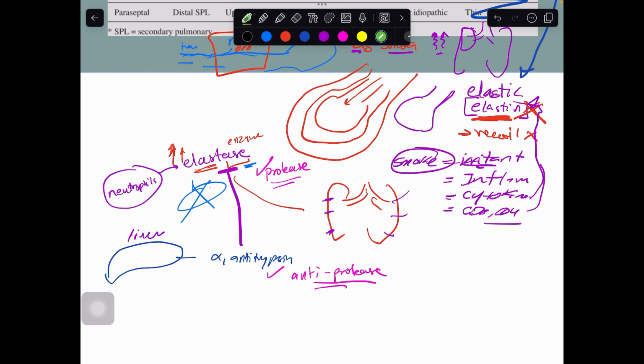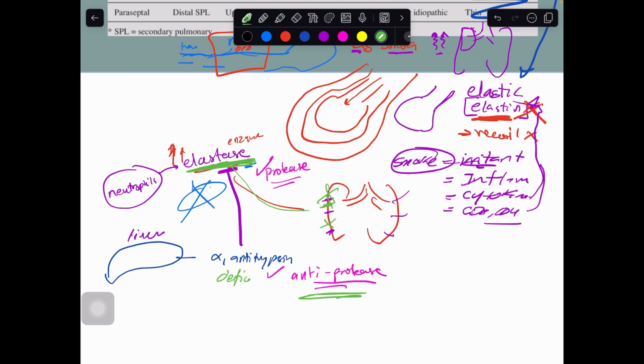Unfortunately, in the case of panacinar emphysema, there is a deficiency in this anti-protease. So now there is nothing stopping the elastase from working, or managing or balancing it. So now elastase will end up breaking down the elastin that is in my lung. And therefore, there is lost elasticity, lost recoiling, wall destruction, and dilation of my air spaces.